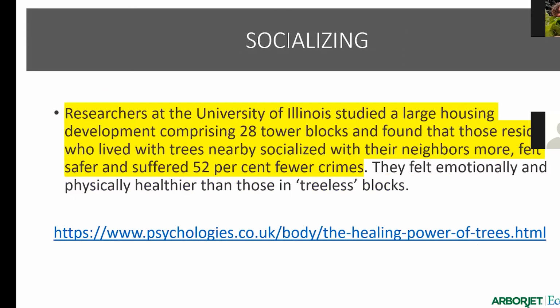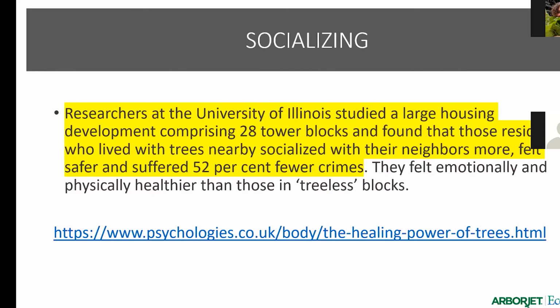Socializing. This is how it lowers crime. There were 50% fewer crimes in this study on tower blocks. I believe this was near Chicago. They had a planted park next to one and just a lawn park next to the other. And with the planted park, people came outside and they had picnics and they actually met their neighbors and had their birthday parties outside. And it gave a sense of community. And that's why crime was so much lower.